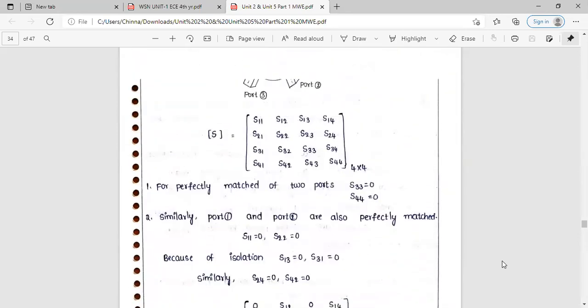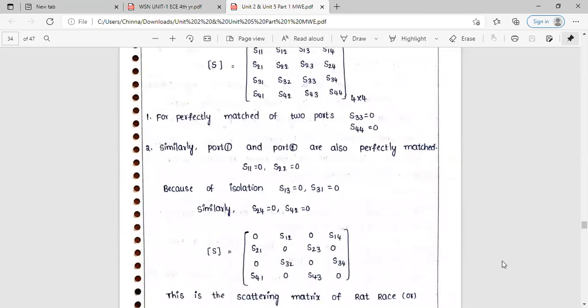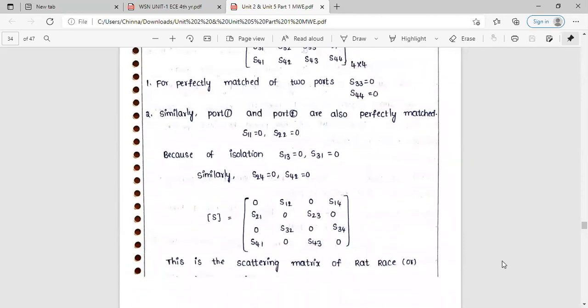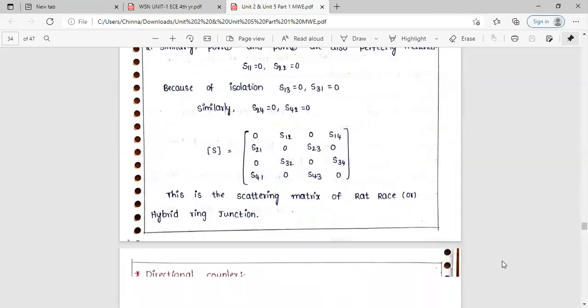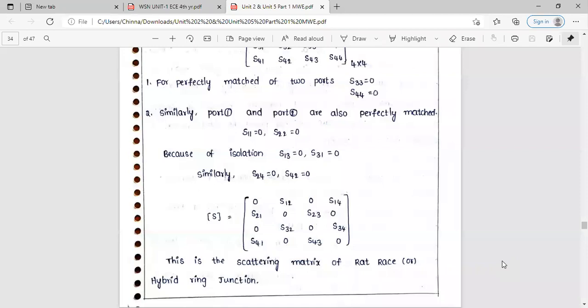Rat race scattering matrix, we use it like this. Okay? Do you all understand? Hello? Yes, sir. Audible? Yes, sir.